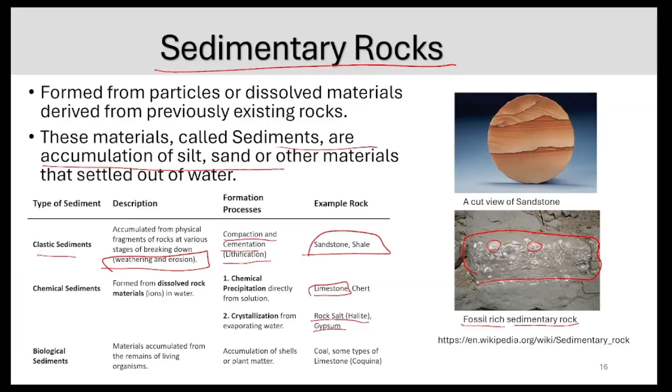And then we also have biological sediments. These rocks are formed from the accumulated remains of living organisms, such as plant matter forming coal, or cell fragments forming limestone. So based on the formation process, the sedimentary rocks can be divided into three categories.